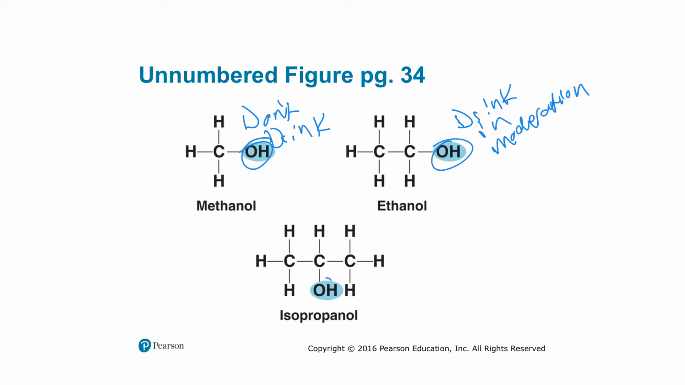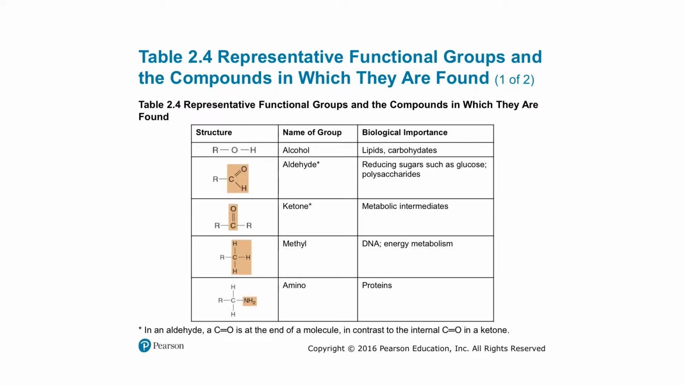In isopropanol, you see the functional group here. You probably don't want to drink this one either. I don't think it's going to taste very good. So there's some other functional groups here. We see the aldehyde group, we see the ketone group, we see the methyl group, and we see the amino group. And so these are the ones that we're really concerned with in biology. And there's a couple of more that are important.